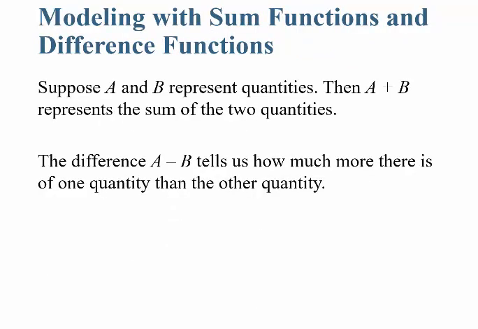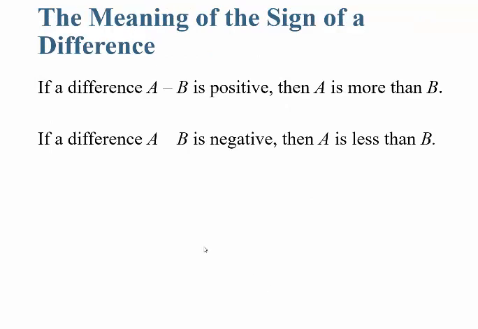Okay, so modeling here with the sum and difference. Suppose A and B represent two different quantities, okay? And I'll do an example where they represent two quantities next. Then A plus B represents the sum of the two quantities, and the difference A minus B tells us how much more there is of one quantity than the other quantity. All right, so if a difference A minus B is positive, then A is more than B. If a difference A minus B is negative, obviously then A is less than B.